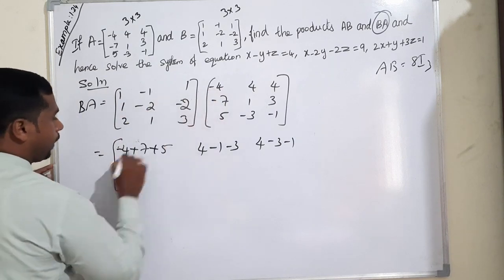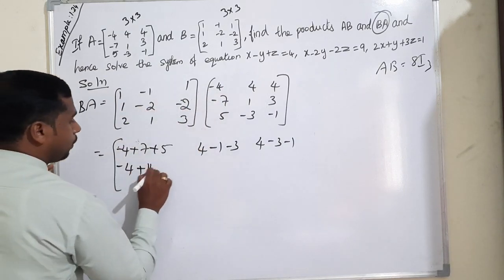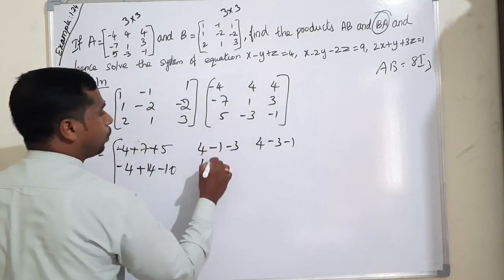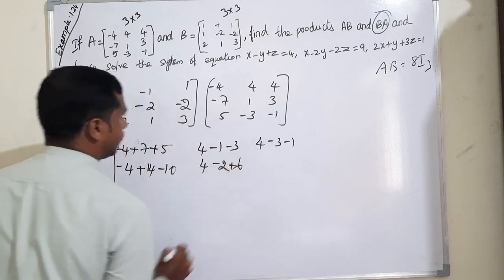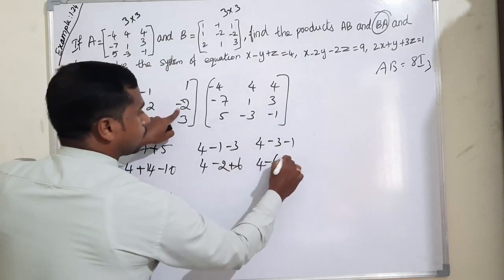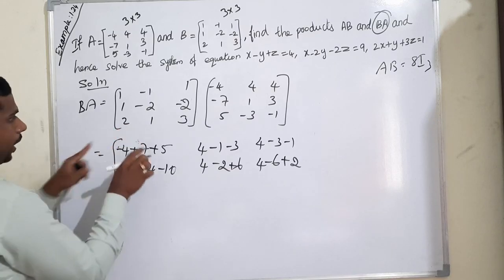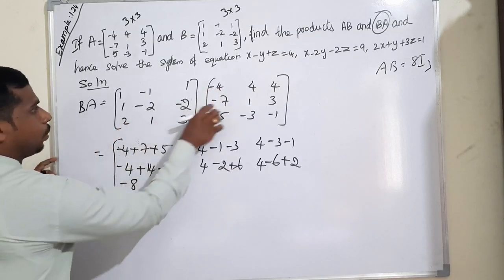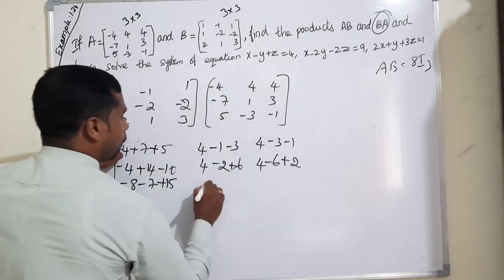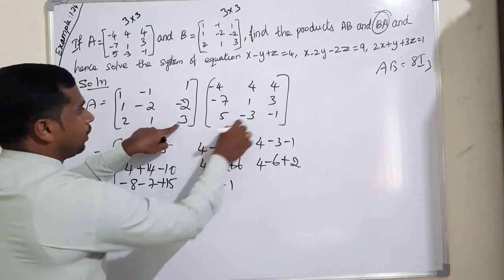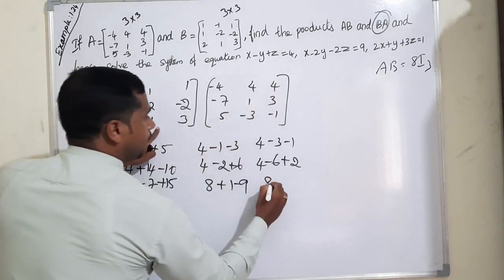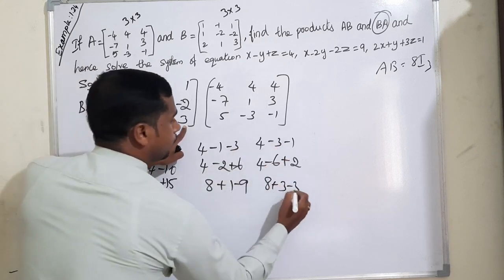Next, the second row. 1 into minus 4, minus 4, minus 2 into 7, positive 14, minus 2 into 5, minus 10. Again, 1 into 4, 4, minus 2 into 1, minus 2, minus 2 into 3, positive 6. Next, 1 into 4, 4, minus 2 into 3, minus 6, minus 2 into minus 1, positive 2. So the third row: 2 into minus 4, minus 8, 1 into minus 7, minus 7, 3 into 5, positive 15. 2 into 4, 8, 1 into 1, positive 1, 3 into minus 3, minus 9. Next, 2 into 4, 8, 1 into 3, positive 3, 3 into minus 1, minus 3.